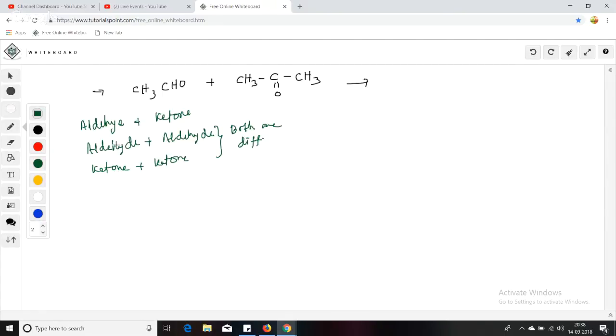Both are different, meaning these two aldehydes are different from each other, or these two ketones are different from each other. So when we take different aldehydes, or different ketones, or one aldehyde and one ketone, this kind of reaction we call a cross aldol condensation reaction.